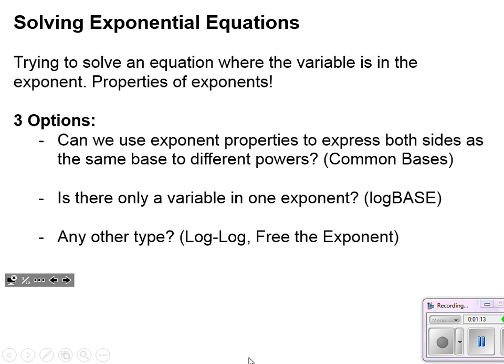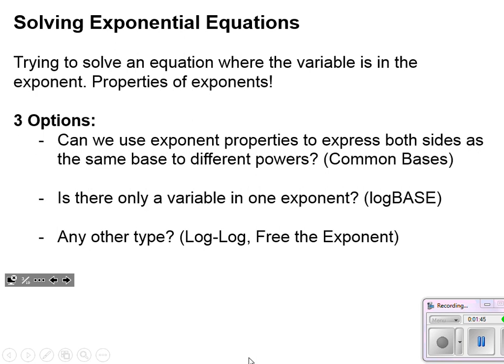The first and easiest method, if it works, is can we use our properties of exponents to rewrite the equation so that we have both sides of the equation as the same base raised to different powers. This is called the common base method, and it really makes an easy problem out of a very difficult one. So naturally, we want to look for this one first. It should be something that we can recognize pretty quickly, make a couple tests in our calculator maybe, but we'll pretty quickly decide whether or not we can use that method.